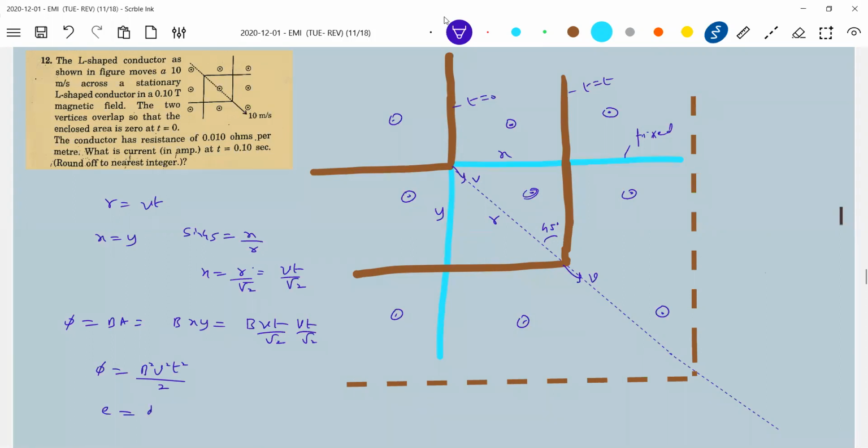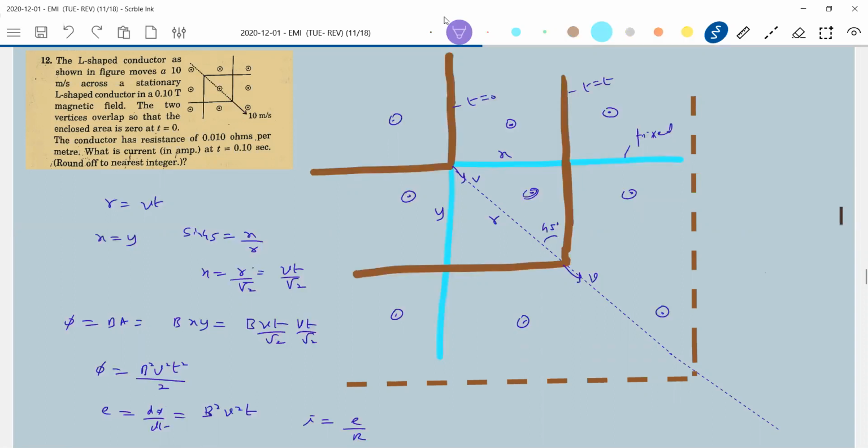Then EMF induced is d phi by dt, which gives B square V square T. Then it is asking current, E by R. The closed conductor has a resistance of 0.010 ohms per meter. What to do now? I think we need the resistance of this one. So what is the resistance R?